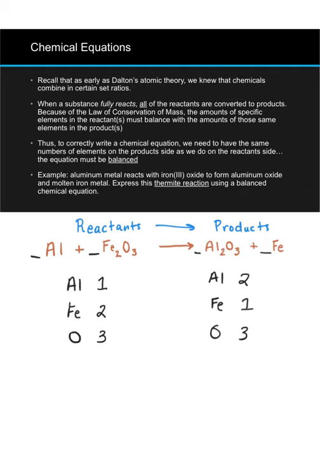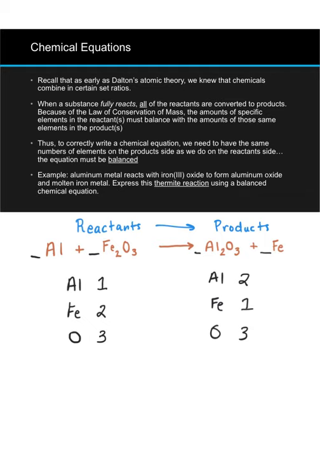Our last step here is going to be making it so that each one of these atoms, aluminum, iron, and oxygen, is present in the same total quantity on each side of the reaction arrow. Notice that on the product side, right now, we have 2 aluminums, whereas on the reactant side, we only have 1. How do we manipulate this reaction to show 2 aluminums on both sides, or the same number of aluminums on both sides? We need to accomplish this by using coefficients.